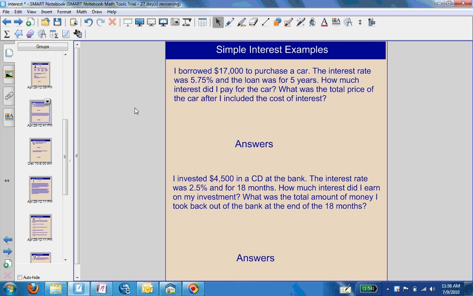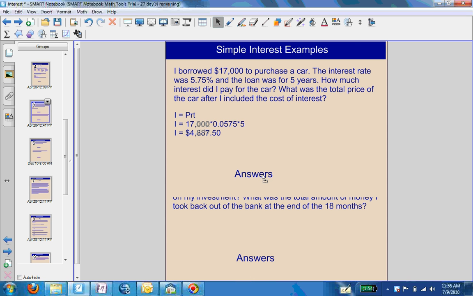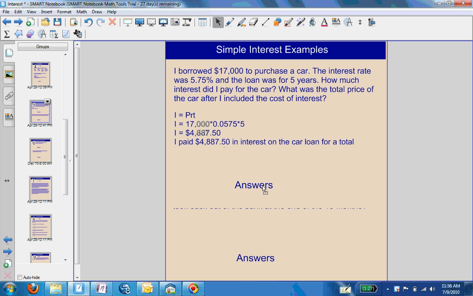So first start plugging in our information. 17,000 times 5.75%, I'm just moving the decimal over 2 places to change it to a decimal, times 5 years. So the interest ends up giving me $4,887.50. So notice how much interest I'm paying on that $17,000 loan since I don't have enough cash to pay for it up front. So that's how much interest I paid.